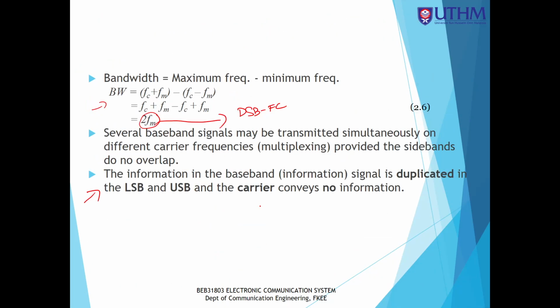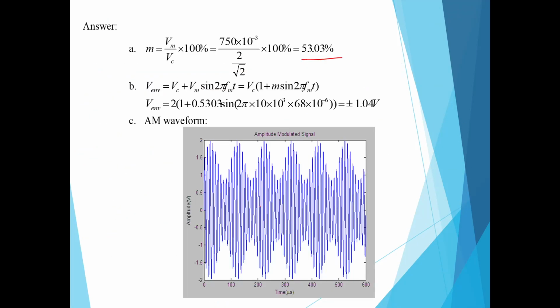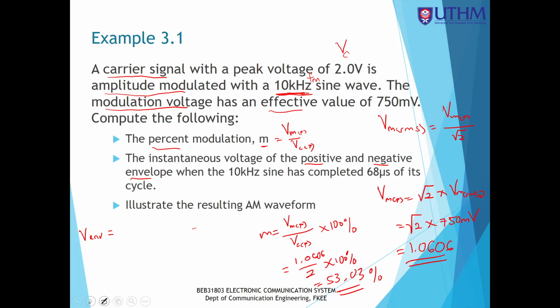So I put a positive and negative signage to show that there are positive and negative values for the envelope, upper and lower. So actually like this, plus and minus, bracket VC plus VM sine 2 pi FM t.